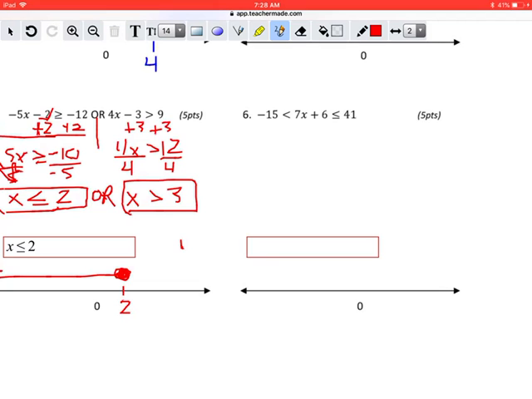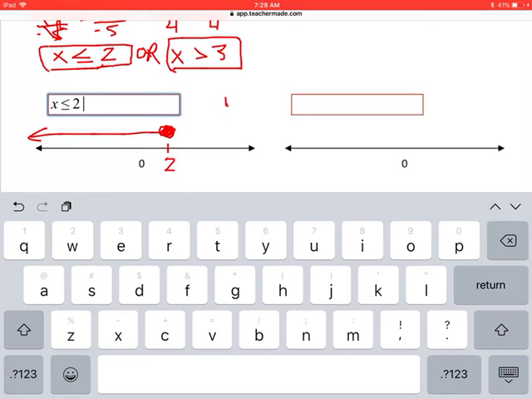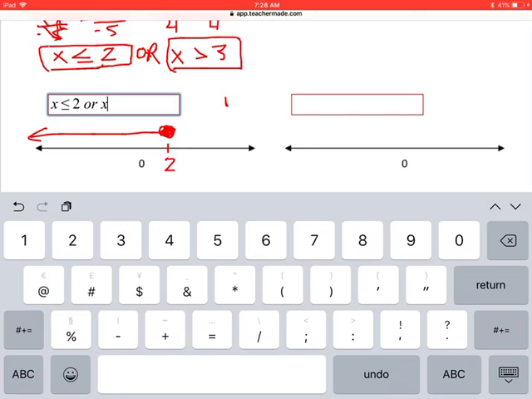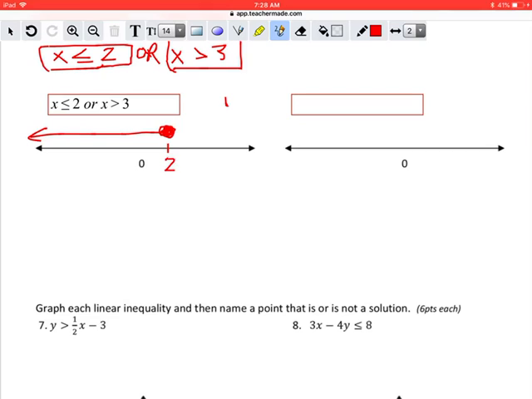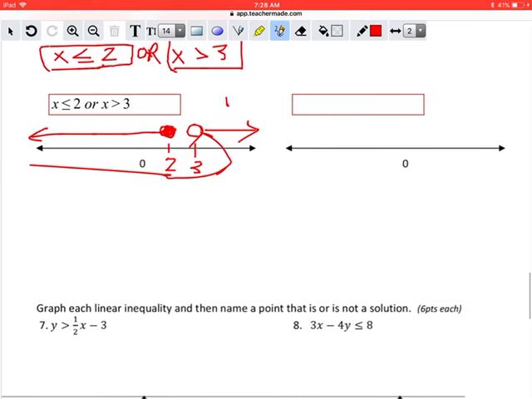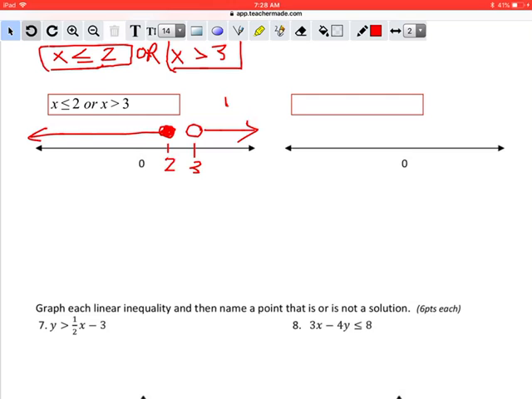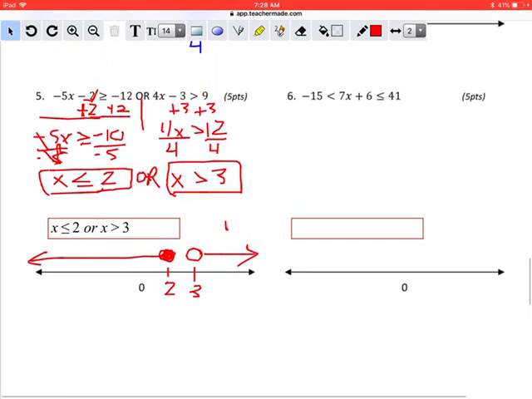So x is less than or equal to 2, which I already did. And then or x is, and I'm just going to type it here, greater than 3. Okay. And so when I graph that, there's 2, there's 3. This time it's an open circle going the other way. So remember, or kind of goes outward. Okay. So let's look at the other one here.